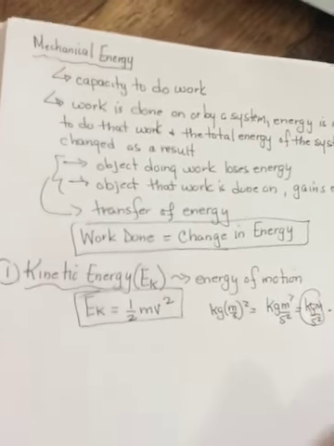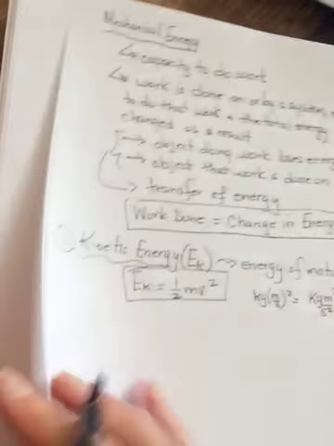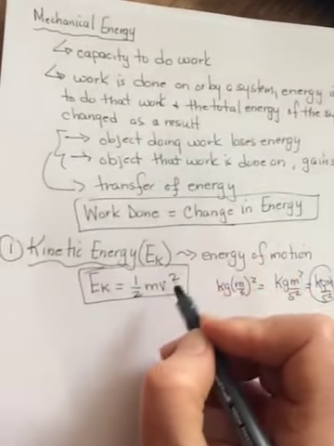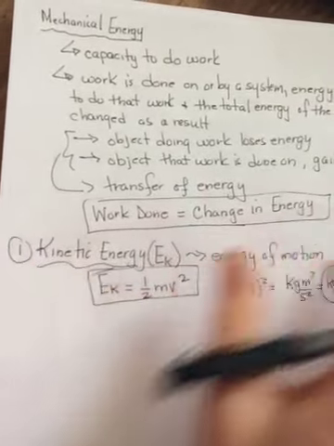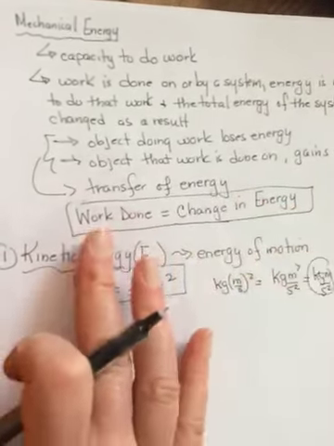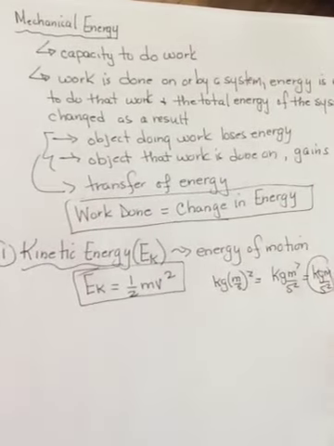Using this equation is pretty simple. Fill in the mass, fill in the velocity. The squared only goes with the v. Okay, so you square the v, then multiply it by the mass, take 1/2.